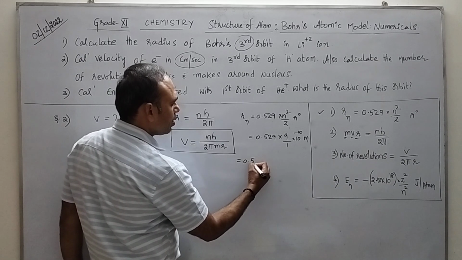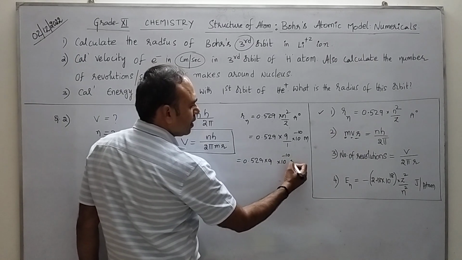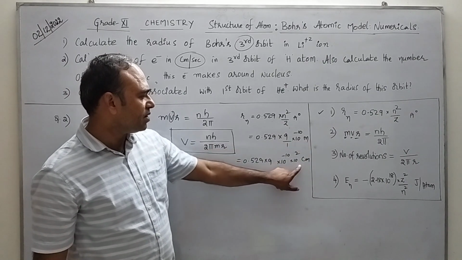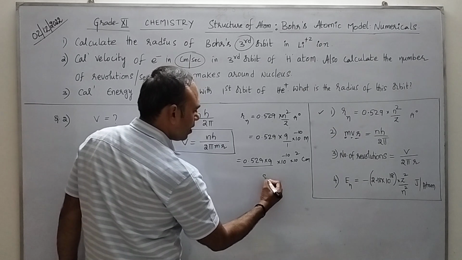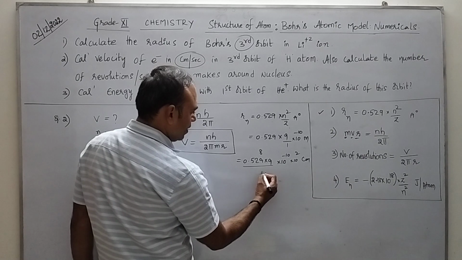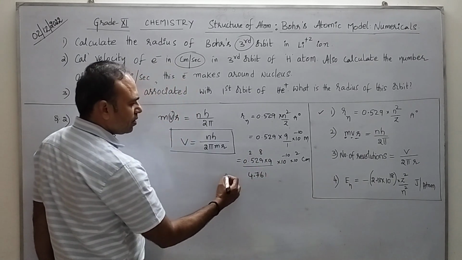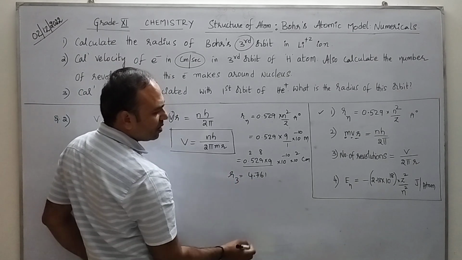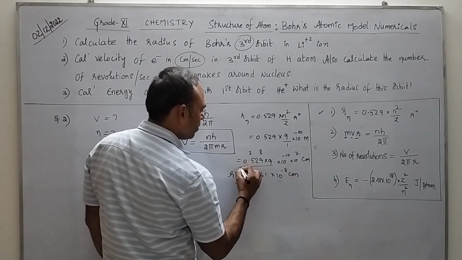Let me take this: 529 into 9, we will calculate, into 10 power minus 10 into 10 square centimeter. Why did I write 10 square? Because 1 meter is nothing but 10 square, 100 centimeter. Now what is the answer here? 9 into 9 is 81, 9 into 5 is 45, and so on. We get the value of Rn, nothing but R3, which is equal to 4.761 into 10 to the power of minus 8 centimeter.